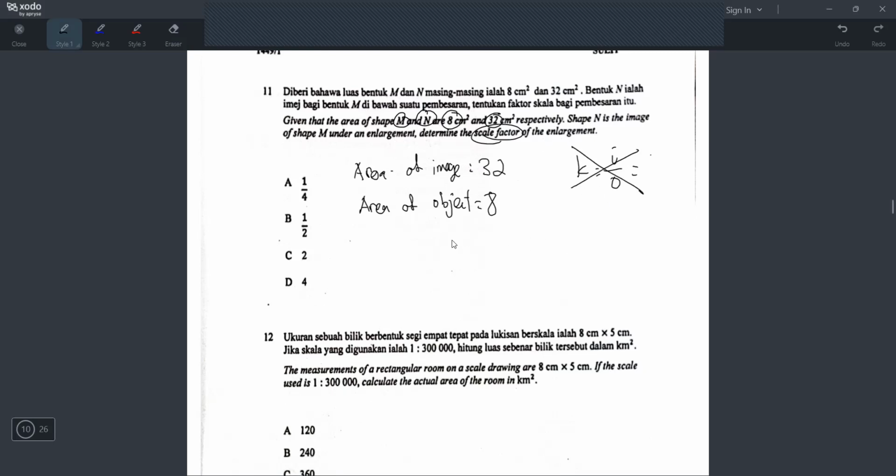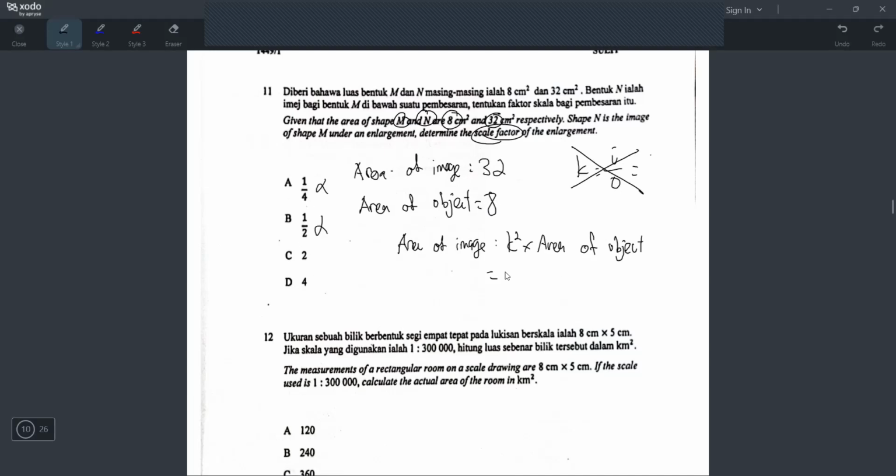Then which formula do you have to use? Area of image equals k squared times area of object. This is the formula that you should be using. Before I start, I want to ask you, is your image now getting bigger or getting smaller? Getting bigger, right? So if your image is getting bigger, it means your scale factor has to be bigger than 1. So A and B are confirmed wrong already. It's either C or D, right?